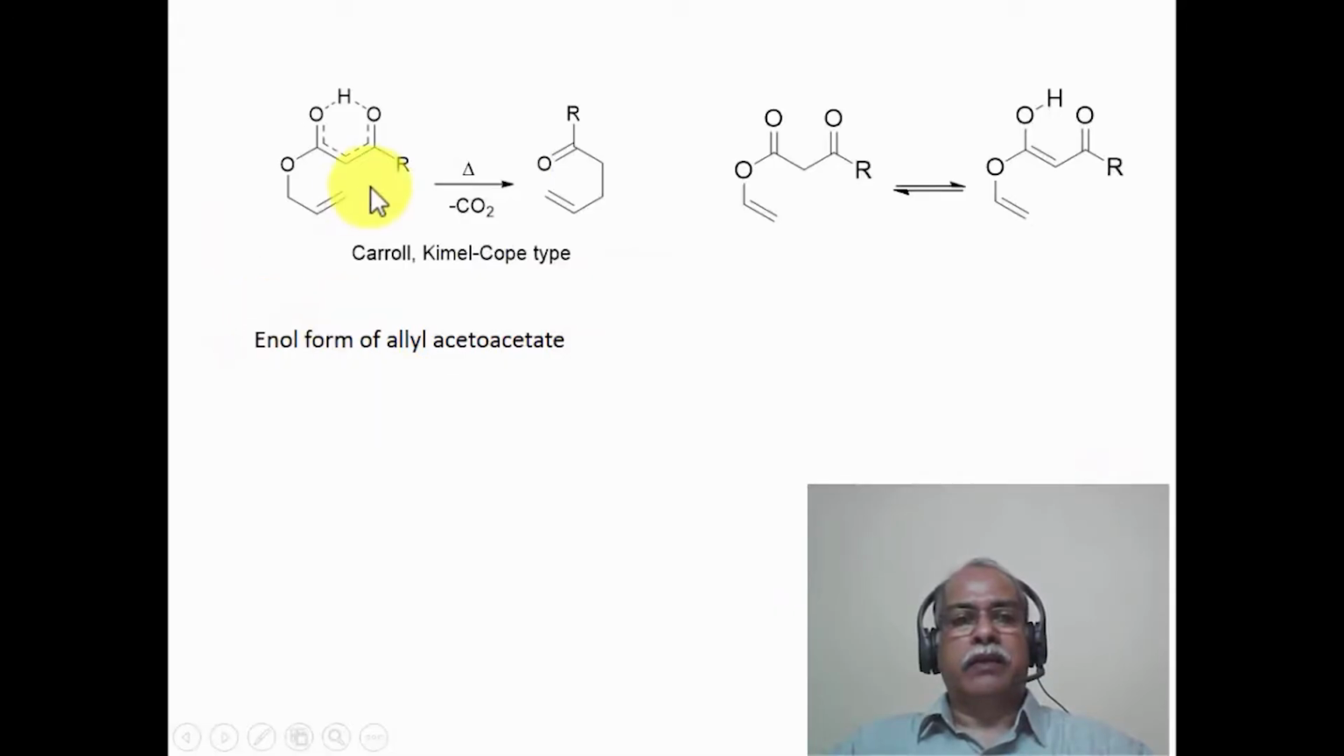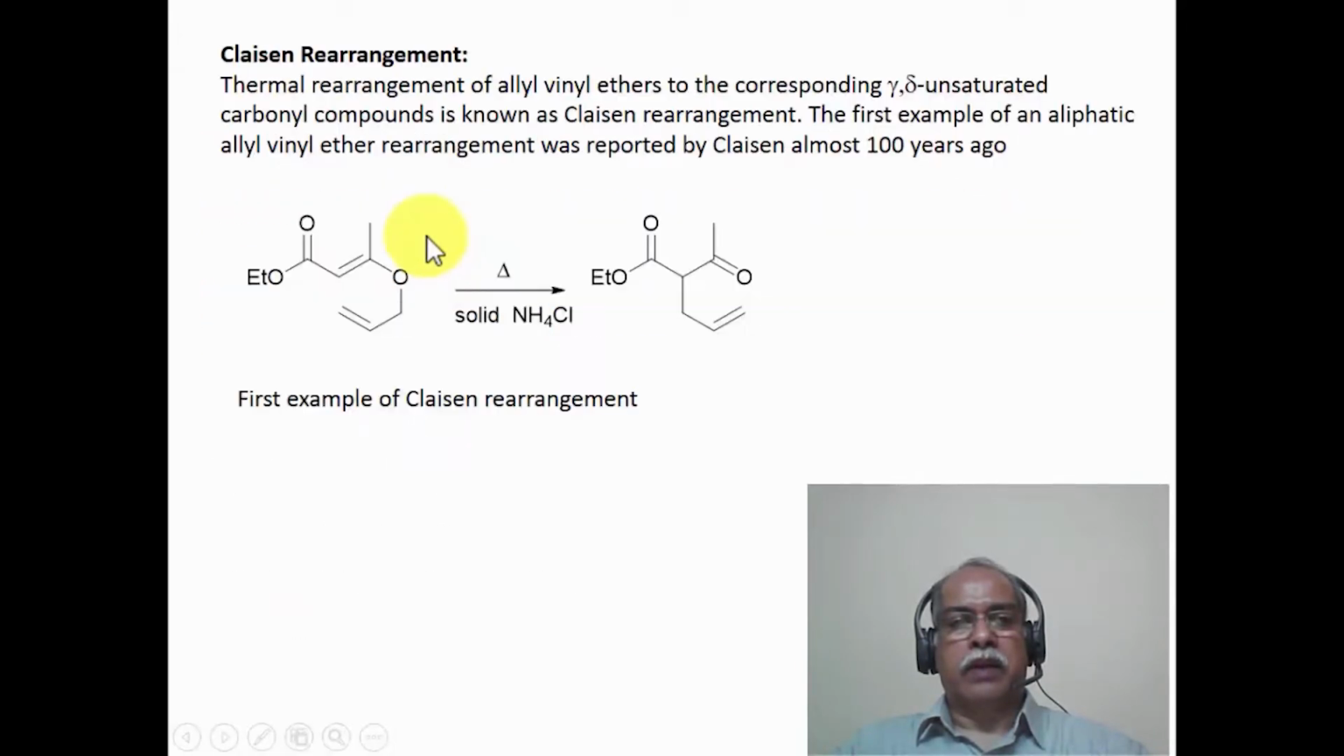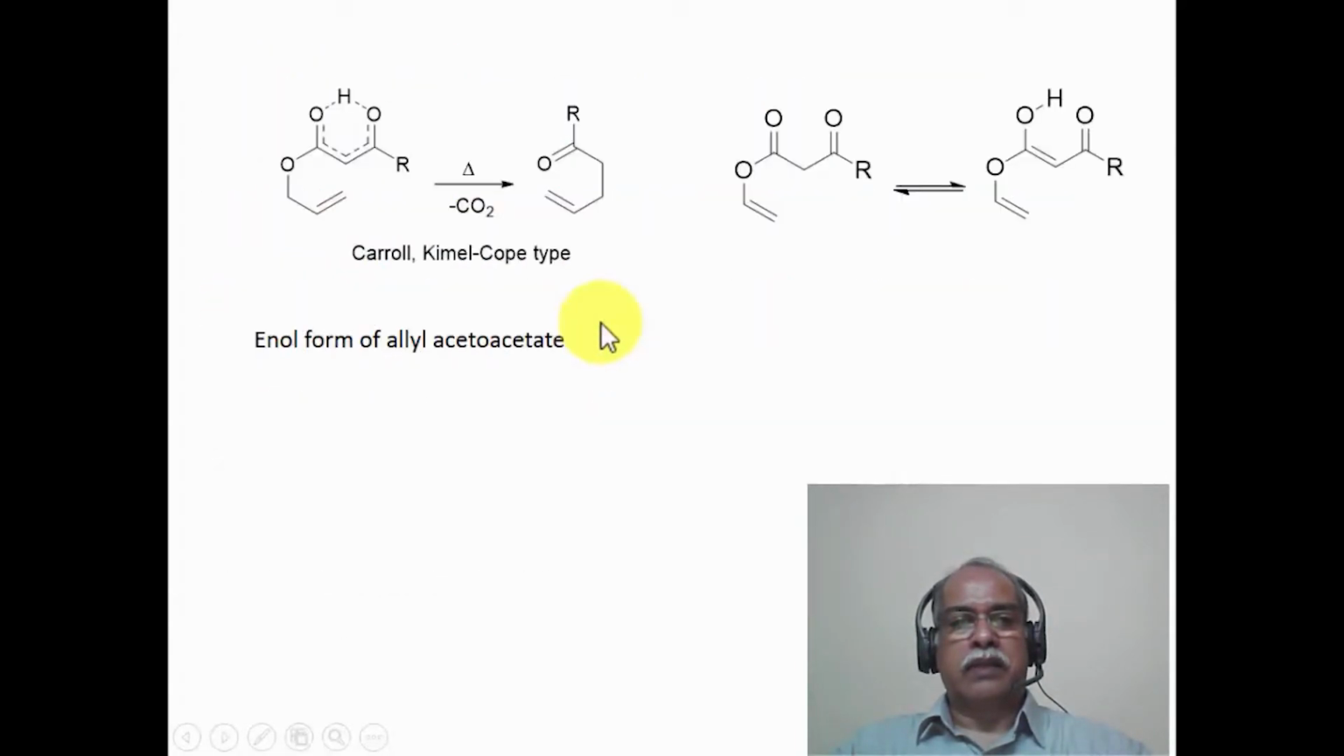Now if you look at the rearrangement of the allyl ester of ethyl acetoacetate, please recall here this is an allyl ether of ethyl acetoacetate, whereas in the case of the Carroll type of rearrangement, this is an allyl ester of the ethyl acetoacetate.